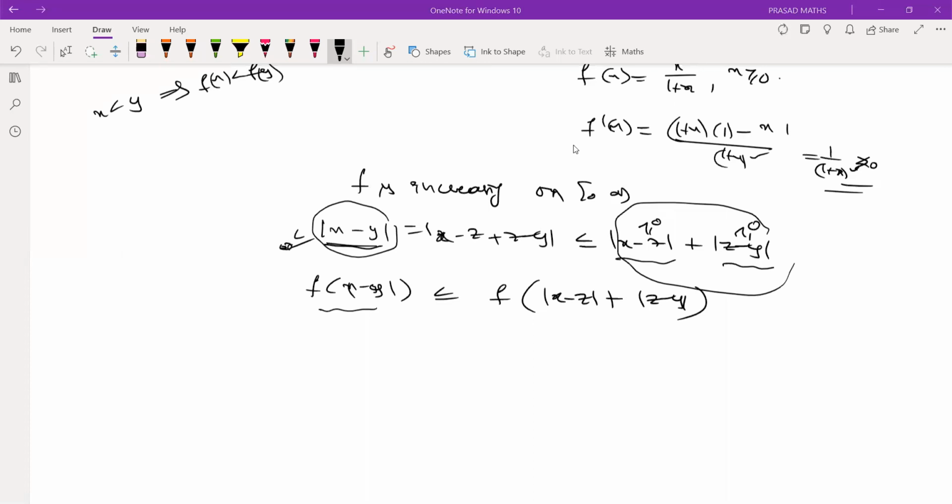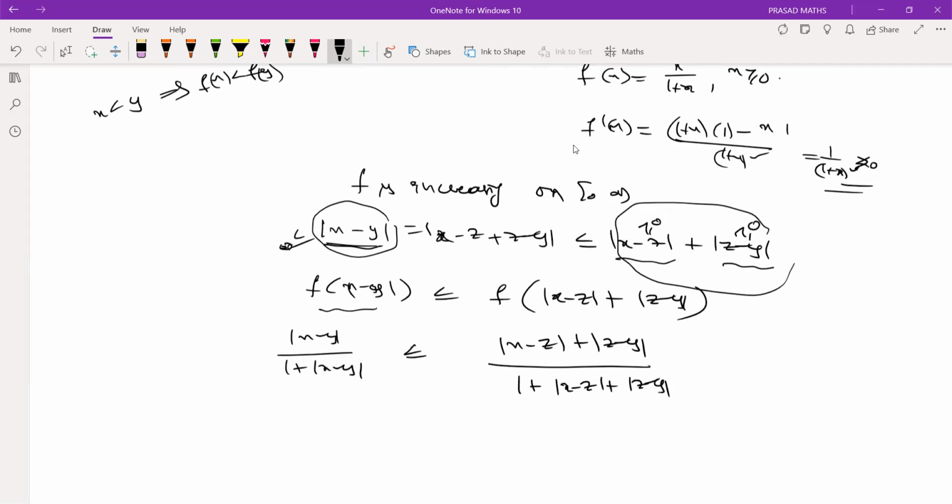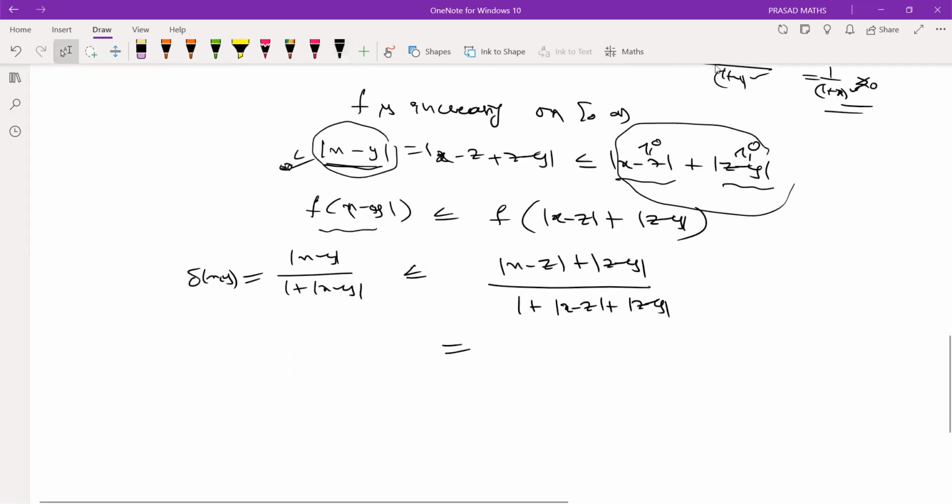So therefore, what is my f of x? x by 1 plus x. Therefore, this is less than or equal to f of mod of x minus z plus mod of z minus y, that is, x by 1 plus x. Right? But what is this left side? Your distance function. So you can split this function into two fractions.